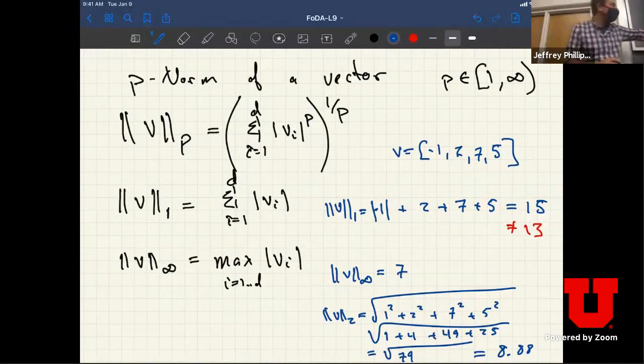Okay, so that one you can calculate as well. This one is the one you use most often, and I'm probably not going to ask you to take a square root of 79 on a quiz or something, but this is the mechanics of how you would do this. Okay.